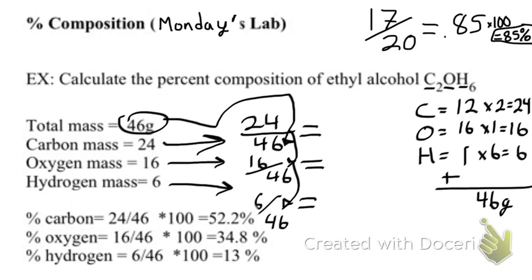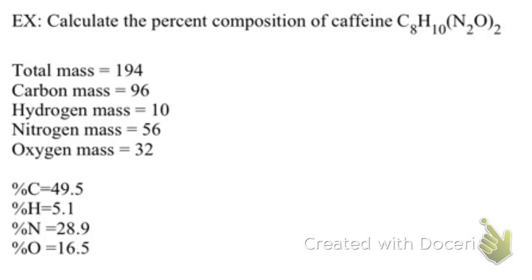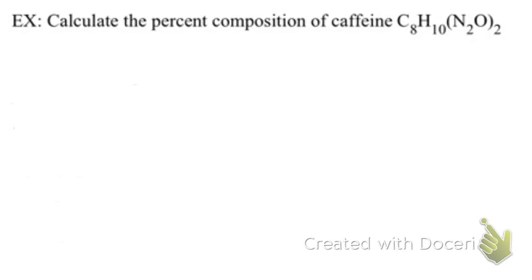I'm going to have you guys do one problem on your own. You can always pause this recording if I go too fast. And I'm going to have you calculate the percent composition of caffeine, which is C8H10N2O2.